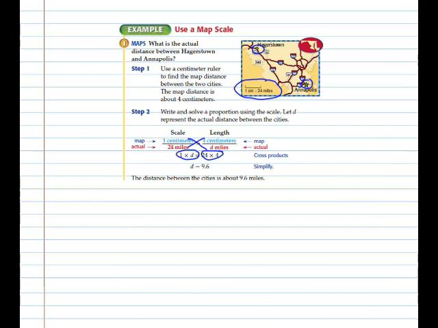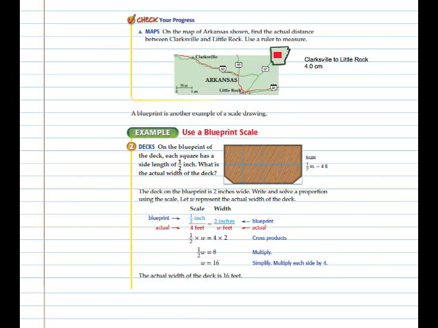So when we multiply those numbers out, we get d equals 96, not 9.6. It's actually 96. It must be a typo. So this, in fact, is also 96. So the actual distance from Hagerstown to Annapolis, based on a scale of 1 centimeter to 24 miles, is 96 miles.